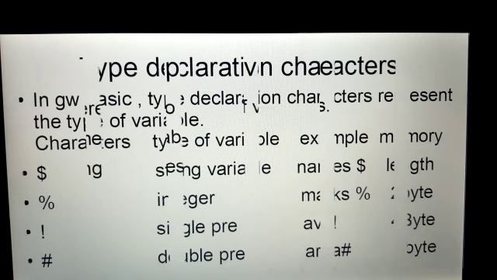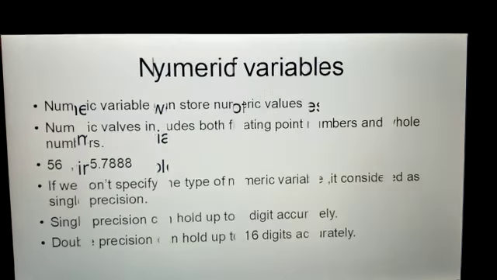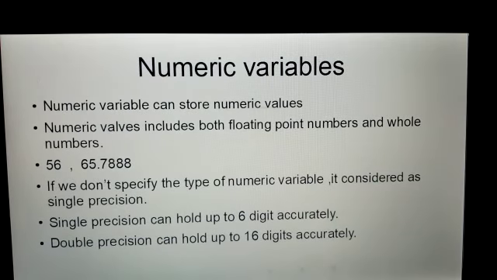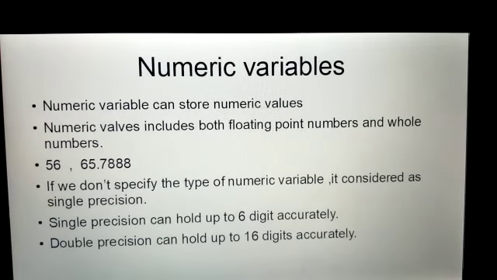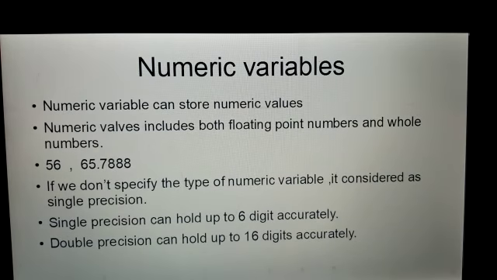Okay, the next is types of variables. How many types of variables are there? There are 2 types: numeric variables and string variables. Numeric variables simply store numeric values, meaning floating point numbers and whole numbers. For example 56, 56.788. If we don't specify the type of a numeric variable, it is considered single precision.